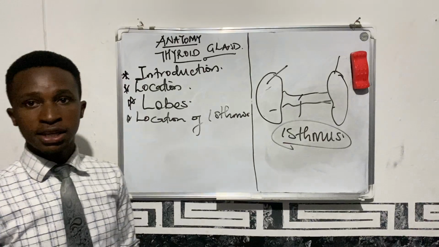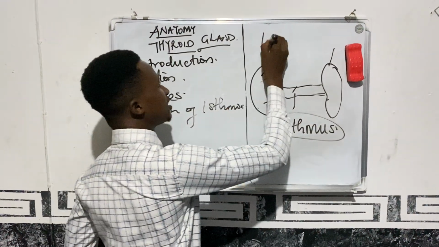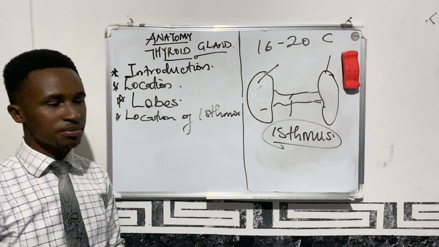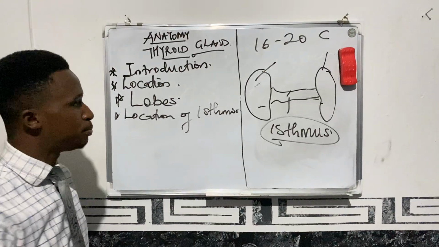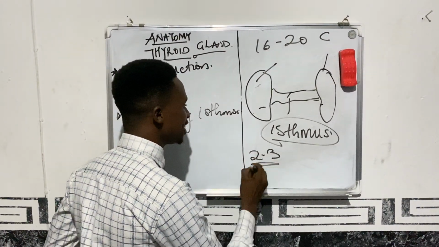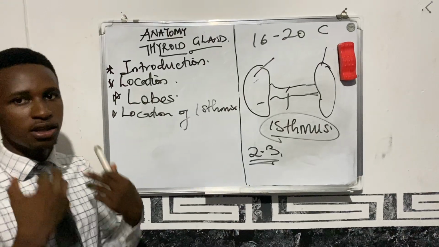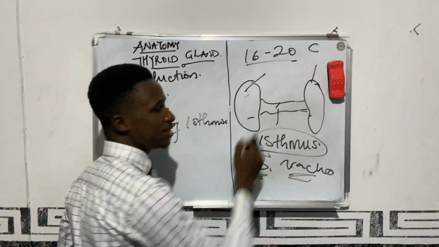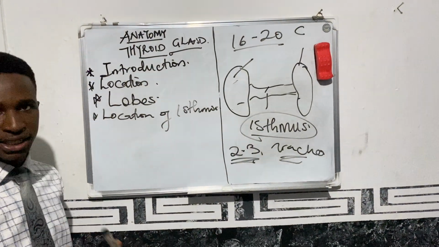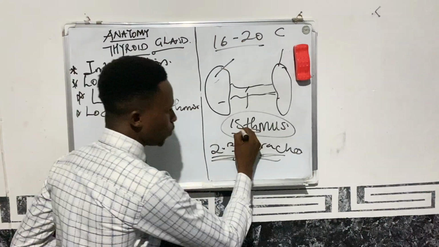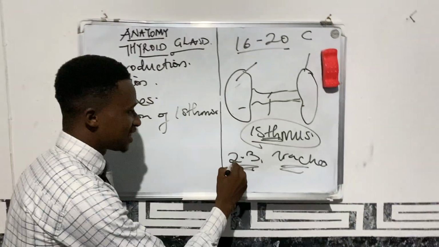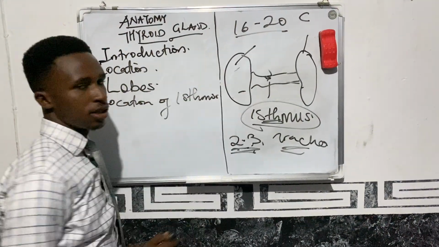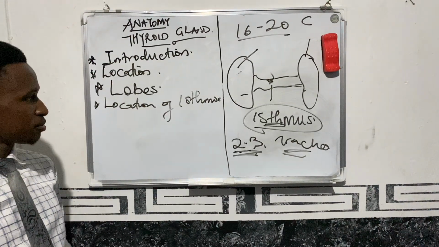Please take note that the trachea has about 16 to 20 C-shaped cartilaginous rings. The isthmus is located between the second and third ring of the trachea. The trachea has about 16 to 20 cartilaginous rings. The isthmus is located between the second and the third cartilaginous ring of the trachea. That is where you can see the isthmus.